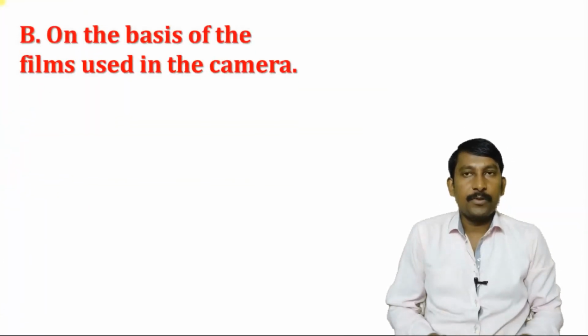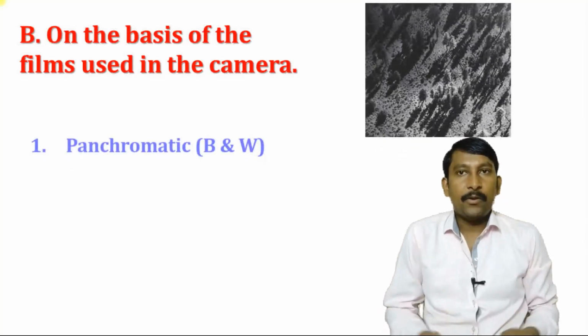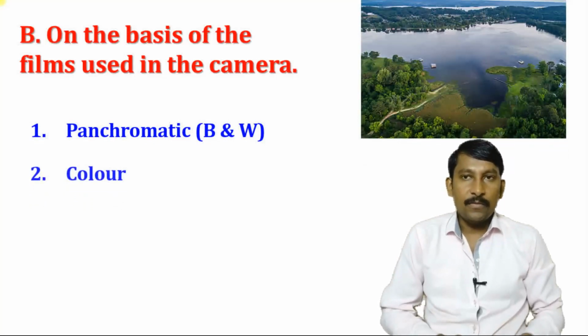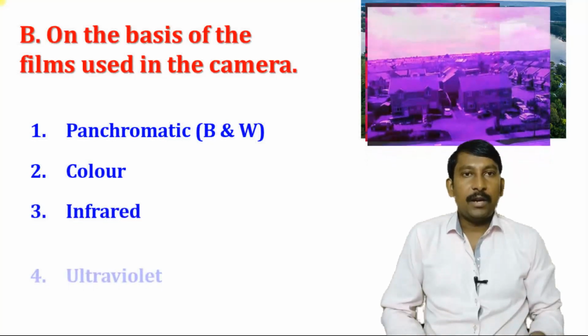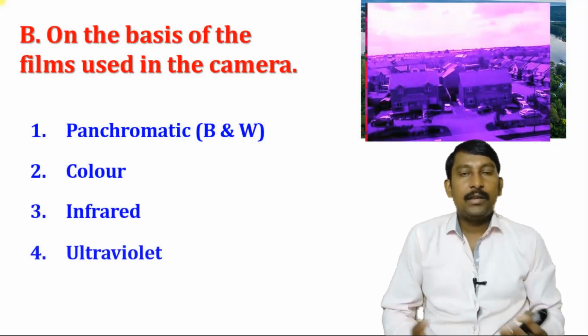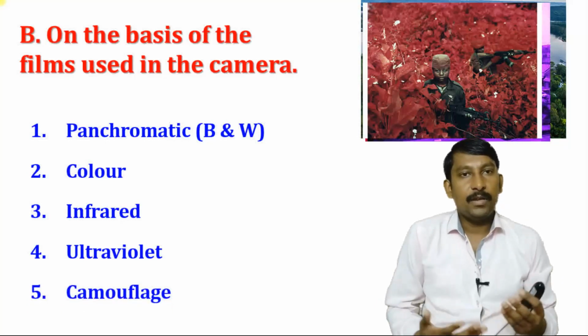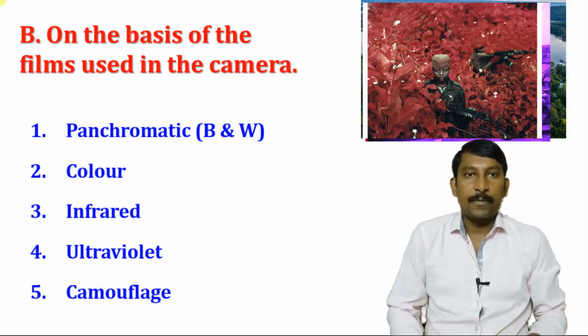Next, types of photographs on the basis of film used in the camera. Panchromatic aerial photographs, also called black and white photographs, color photographs, infrared photographs, ultraviolet photographs, and camouflage photographs. These are the 5 types of aerial photographs based on the film used in the camera.